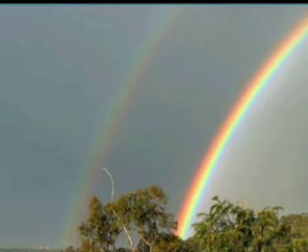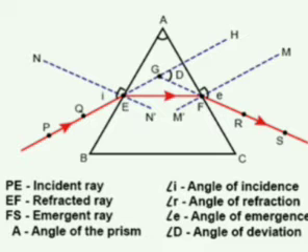When the sunlight falls on the tiny drops of water in the air, the drops act as a prism and we can see the rainbow. So PE is the incident ray, EF is the refracted ray, and FS is the emergent ray. Lens. What is a lens?